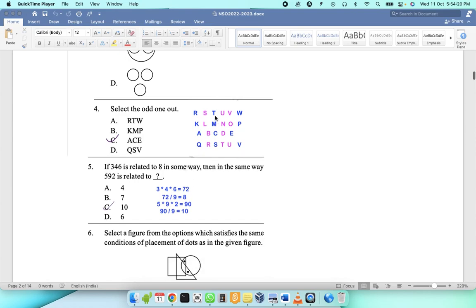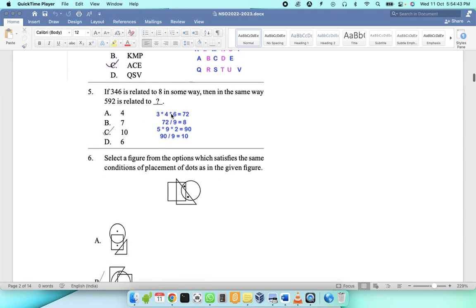We find that the difference between the first two letters is 1 letter and the difference between the second set of letters is 2 letters, U and V. The same goes for all the options except the C option.